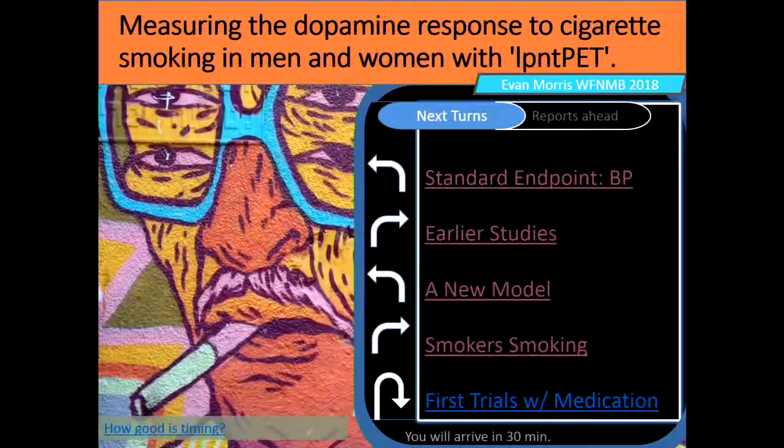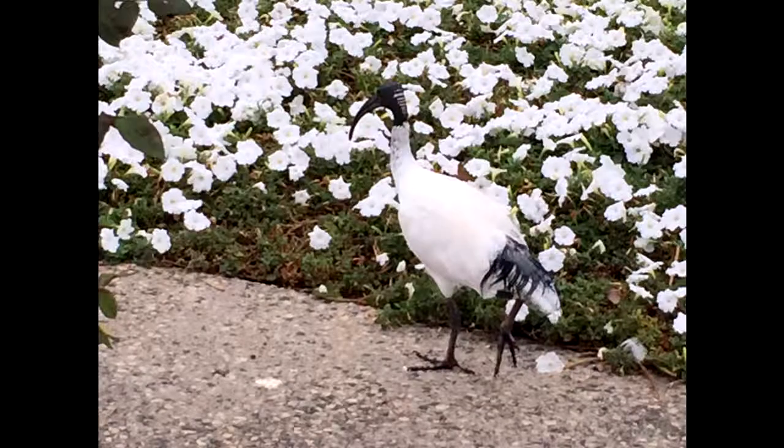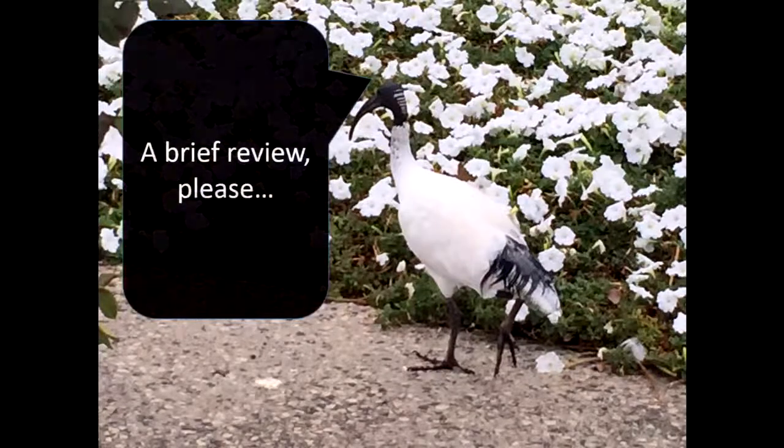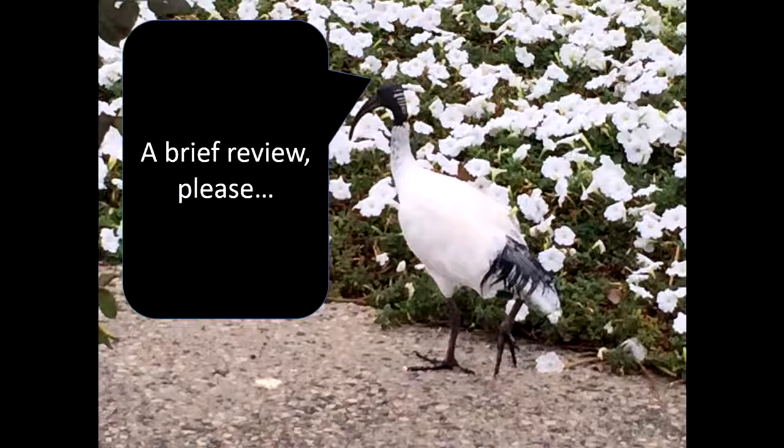So now I've done my duty. And the outline for this talk is right there on the right. And that's a little navigation of where I'm going to go. And first, I'm going to do a tiny bit of review. Okay, a brief review. And this Australian ibis was, I was running around after him in the botanical garden in Sydney to get a good picture, and he will come back a number of times during the talk.